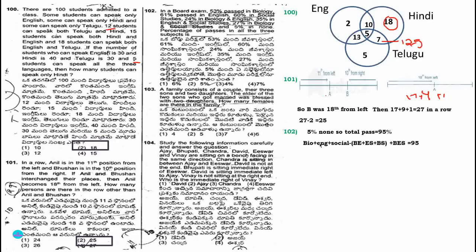Now bio plus English plus social. From that, if we remove bio-English, English-social and bio-social, we should get total 95%, because only they are the passed people. So bio is 53 plus 61 plus 60 minus of 24 plus 35 plus 27, plus all the 3 passed will be there, plus BES is equal to 95. Now if we solve, we get it as 7. That is, answer is 7%. All the 3 subjects passed is 7%.